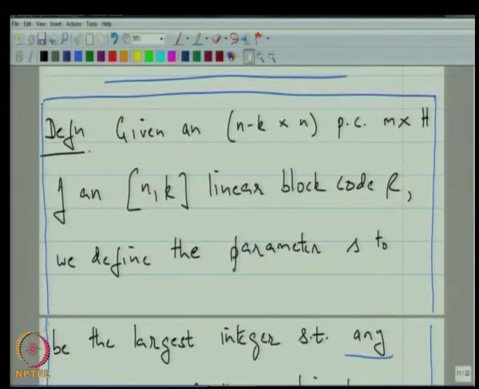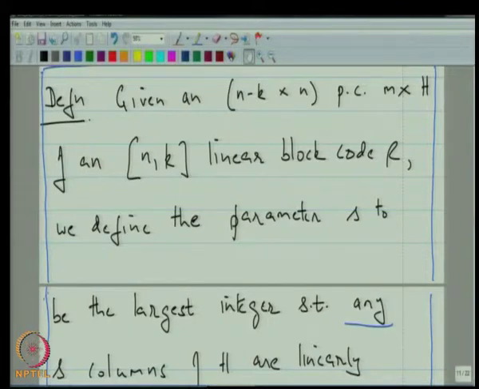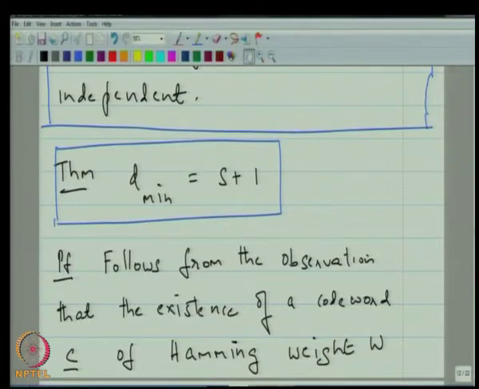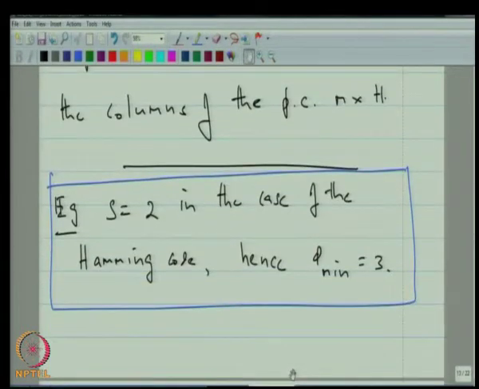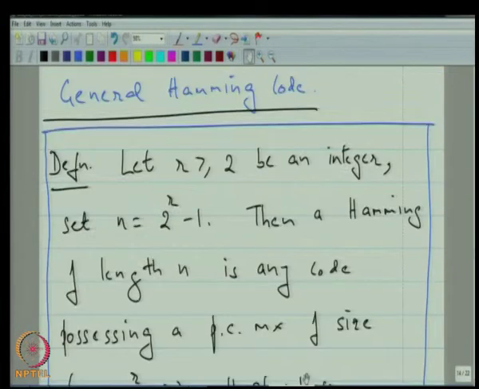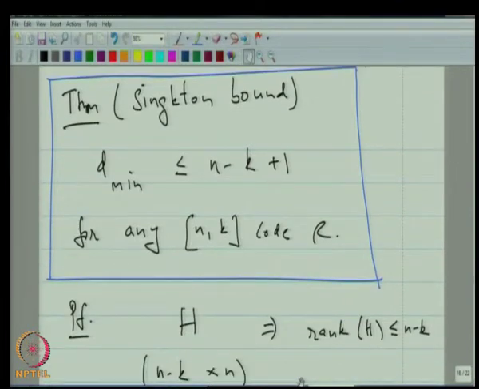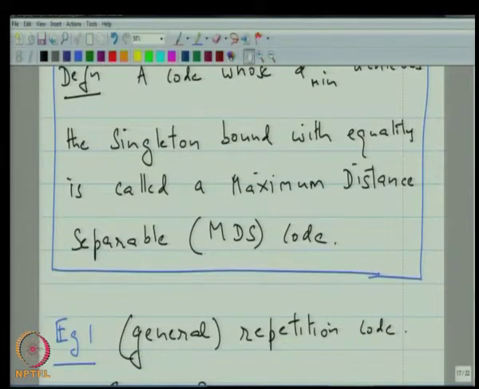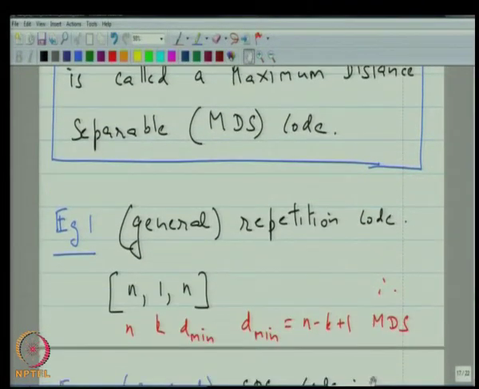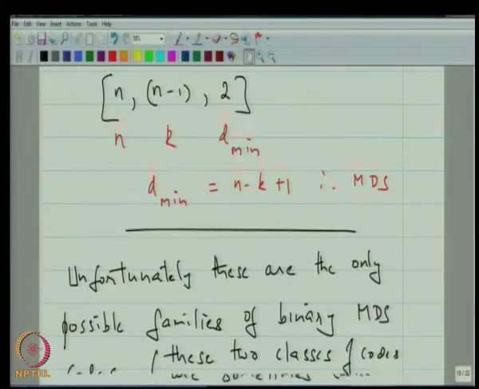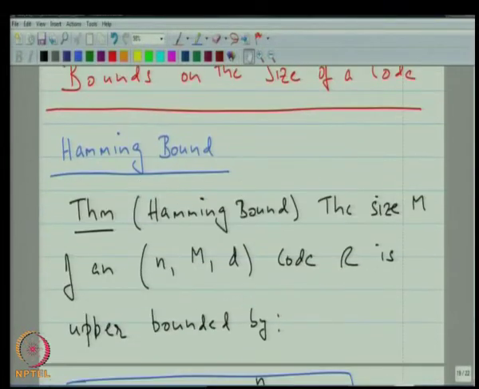and then we defined an alternative means of determining the minimum distance using a parameter s, and we proved the theorem that d min is s plus 1. Then we showed that for the Hamming code s is 2, and this also led us to define the general Hamming code. Then we proved the singleton bound, which is a straightforward consequence of what we had done before, and codes that meet the singleton bound are called MDS codes, and we looked at two examples, and I quickly mentioned that there are no other known families.